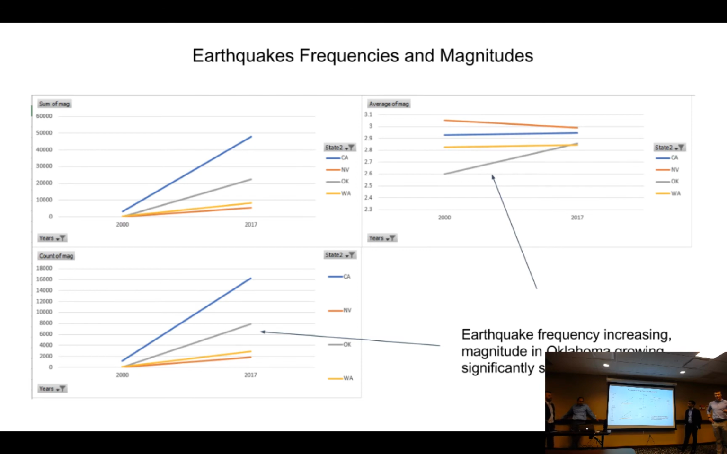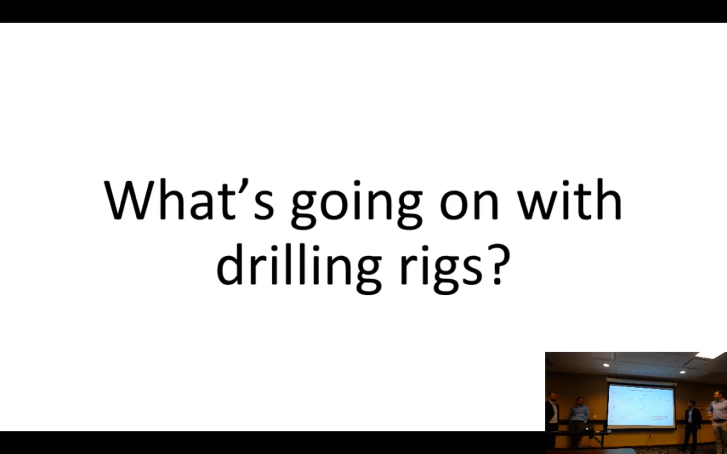They're having significantly more earthquakes, and the earthquakes are significantly stronger. It goes from 2.6 to about 2.85 average. Since that's a logarithmic Richter scale, it's 25 times stronger, which is pretty fascinating. So, is this related to drilling rigs in the area?